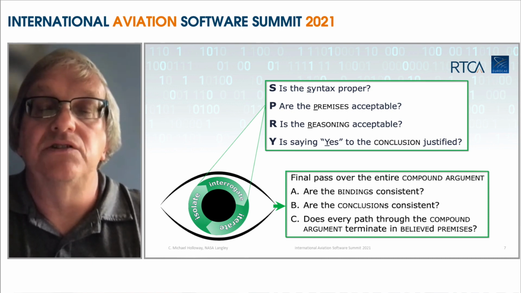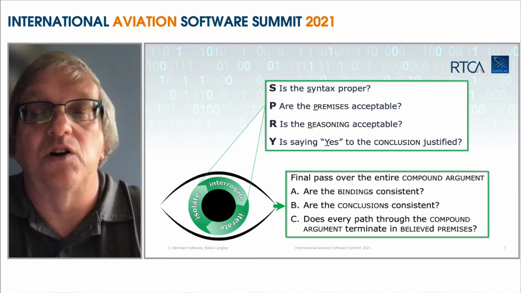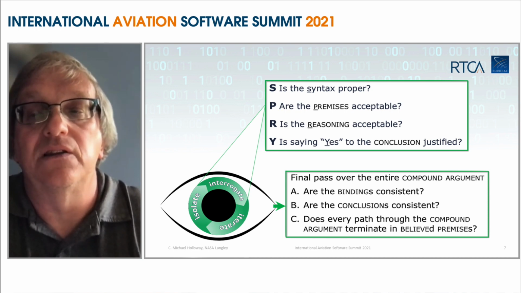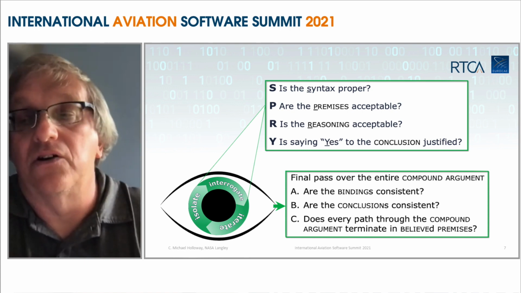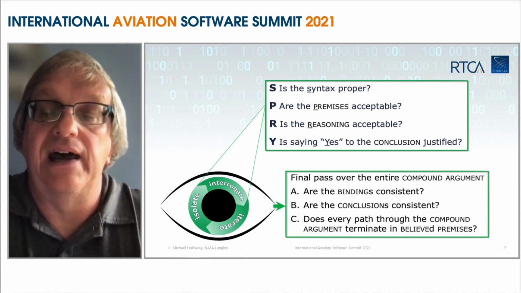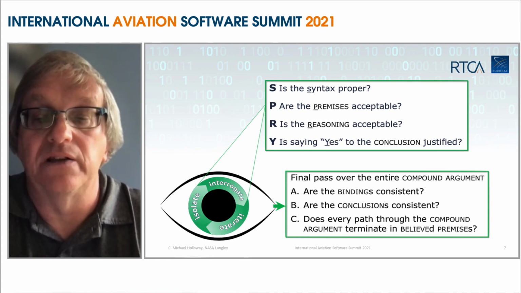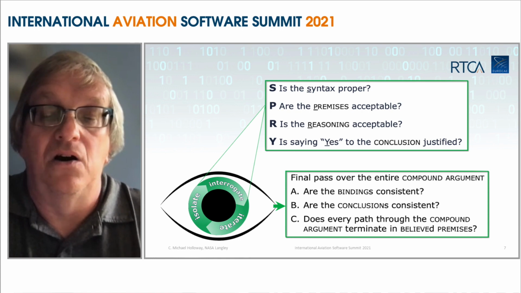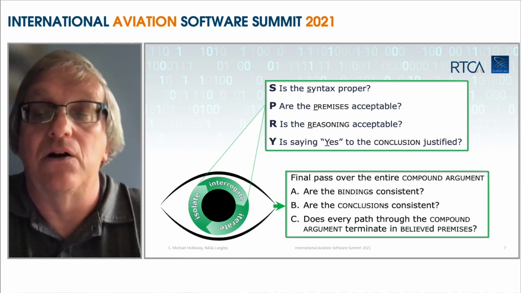Each of these high-level questions is further expanded into more specific questions, such as, is each premise believable? Does a binding exist for each term or phrase used in the argument that doesn't have a well-known unambiguous definition? Is the reasoning consistent with current knowledge? And more. You can also see on the slide questions to ask during a final integration pass over an entire compound argument. Are the bindings consistent? Are the conclusions consistent? Does every path through the argument terminate with premises that are believable?